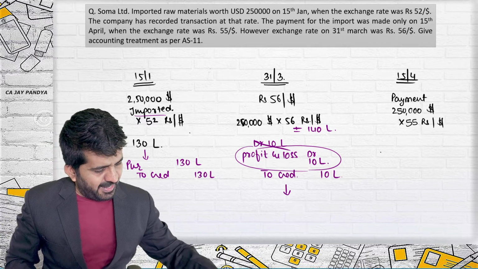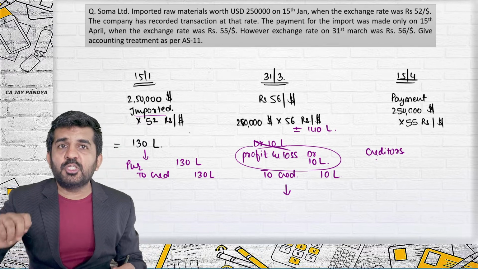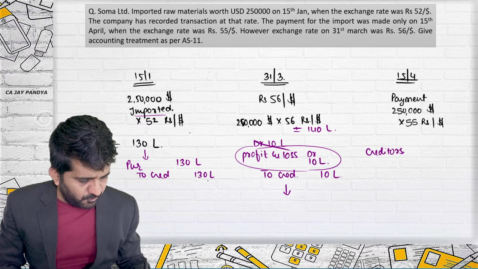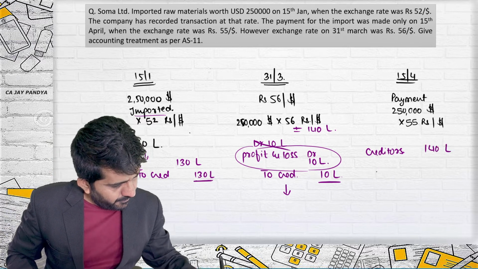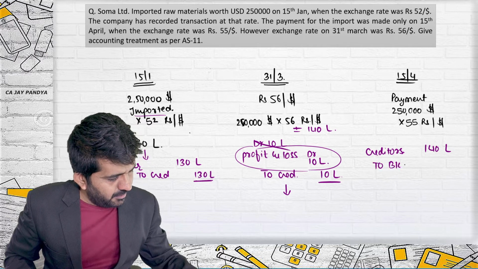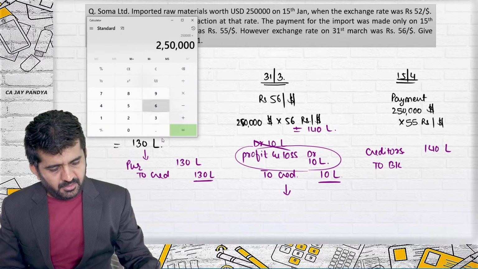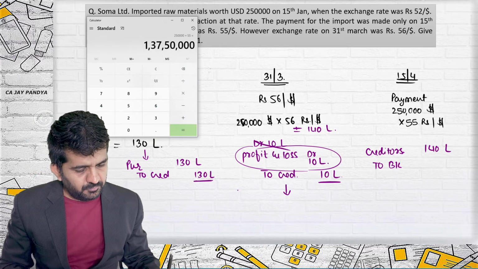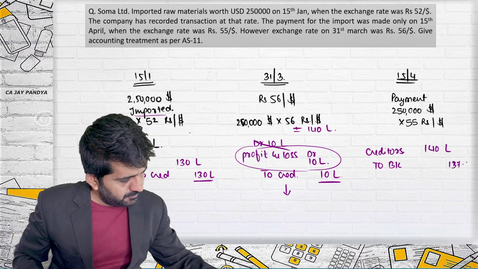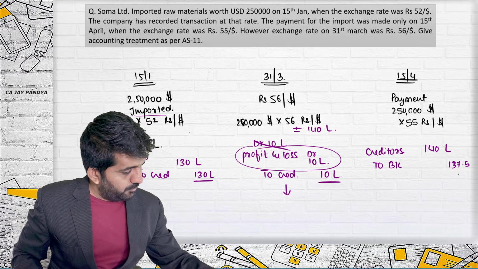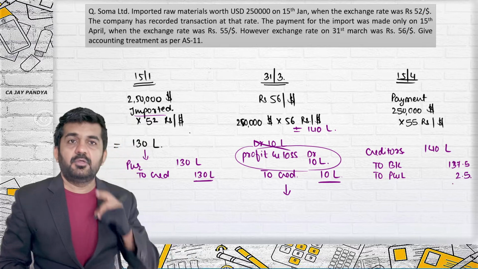On the date of payment, creditors should be debited. How much total creditors are there? 140 lakhs, 130 plus 10. It should be debited by 140 lakhs, to bank. How much is paid? $250,000 into 55, which is 137.5 lakhs. So what will be transferred again to the P&L account is 2.5 lakhs.